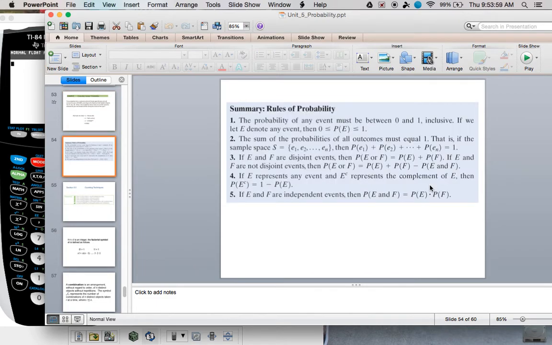Take all these notes down. Transfer this to your notebook. Very important rules of probability. Rules 1 and 2 are coming from sections 5.1 and 5.2, and then what we have here is coming from our last 2 sections. Very important rules of probability. If you understand these rules, probability is much more manageable.